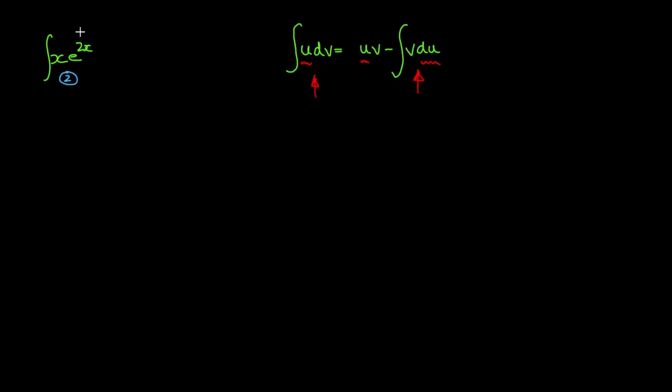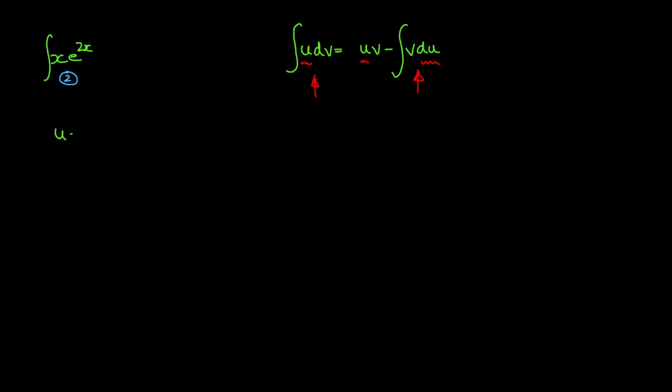If we choose e to the 2x as u, we will not achieve that simplification that we want, because the differential of e to the 2x will always contain e to the 2x. Yes, the coefficient will change, but e to the 2x will remain. So this isn't going to work.